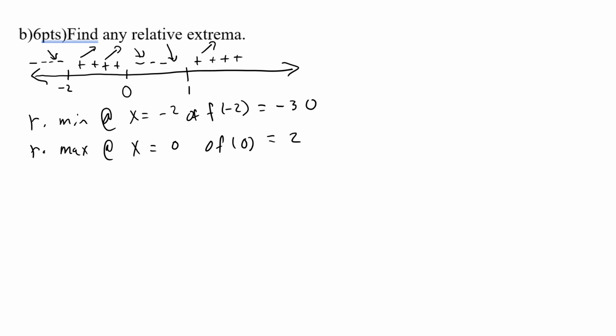So that should make sense that you have a relative min at x equals 1 of f of 1, which is negative 3. And there you go. Find any relative extrema. We have 2 relative mins, 1 relative max, and there we go. We move on.